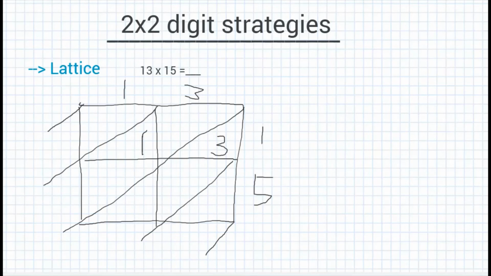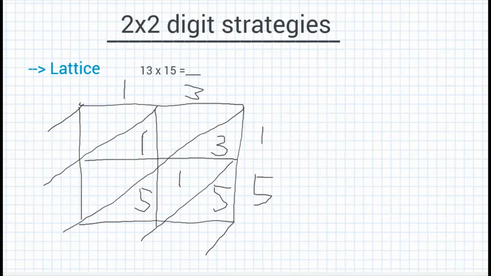And then you're going to do these two numbers. And 1 times 5 is just 5. And 3 times 5 is 15. So you're going to put the tens digit on the top.